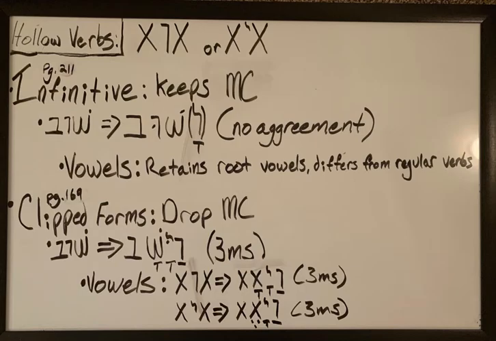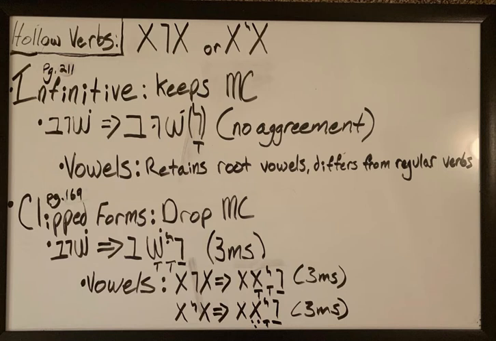And next we come to the infinitive, which can be reviewed on page 211. Infinitives have absolutely no agreement. If you recall, these are the ones that just have one of those prefixes like the lamed, the bait, or the kaf. And it's going to have a patak vowel underneath that preposition prefix. There's no agreement, and it retains the middle consonant. So shuv becomes la shuv. Pretty straightforward. The vowels retain those from the roots. That's way different than the regular verbs. So in this case, hollow verbs are actually quite a bit easier. Celebrate.